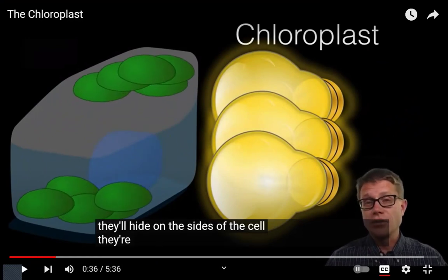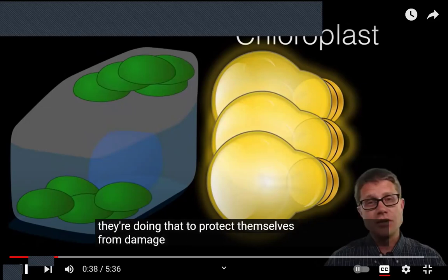Interesting, yeah. Okay, we would somehow think of the chloroplast as having its own mind to somehow protect the life of the plant. Okay, that's very interesting.